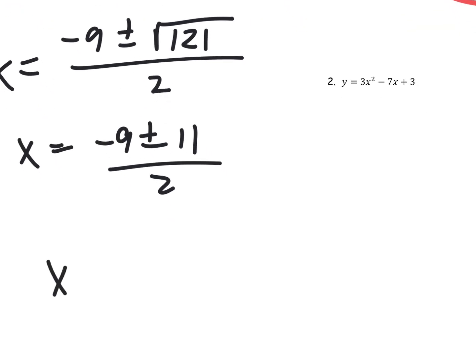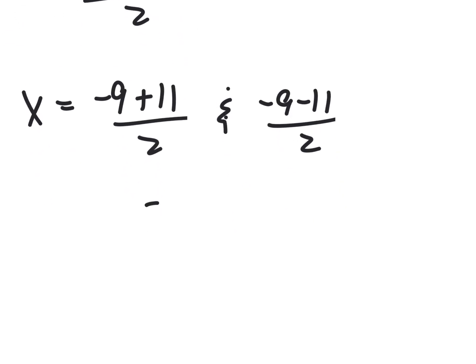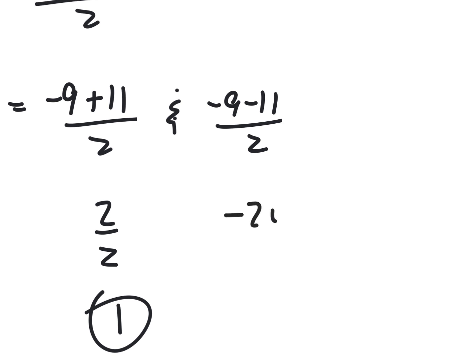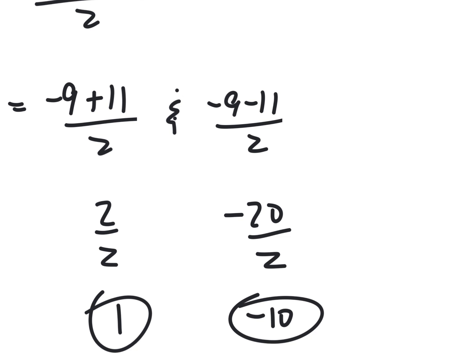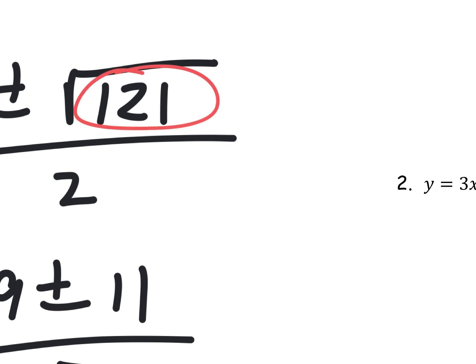And then that's negative 9 plus 11 over 2, and negative 9 minus 11 over 2. And that simplifies to 2 over 2, which is 1, and negative 20 over 2, which is negative 10. Now that I got those nice clean answers that are x-intercepts, roots, zeros, and I was using the quadratic formula, could you have known way back here that there was going to be 2 answers? Yes. We just wouldn't know what they were. This is called the discriminant.